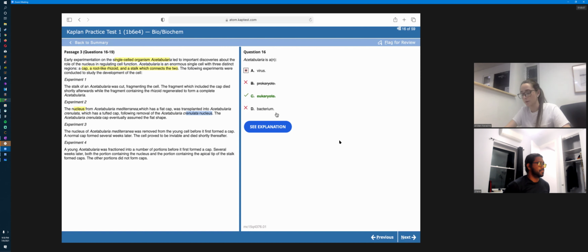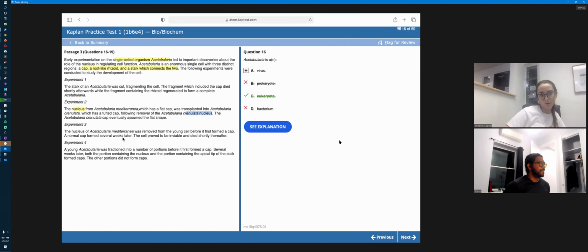And then experiment 4. Why do they have all these different variants? The regular one doesn't have a nucleus, and then the Mediterranea has one that produces a flat cap, and then the Crenulata has a nucleus as well, and it has a tufted cap.